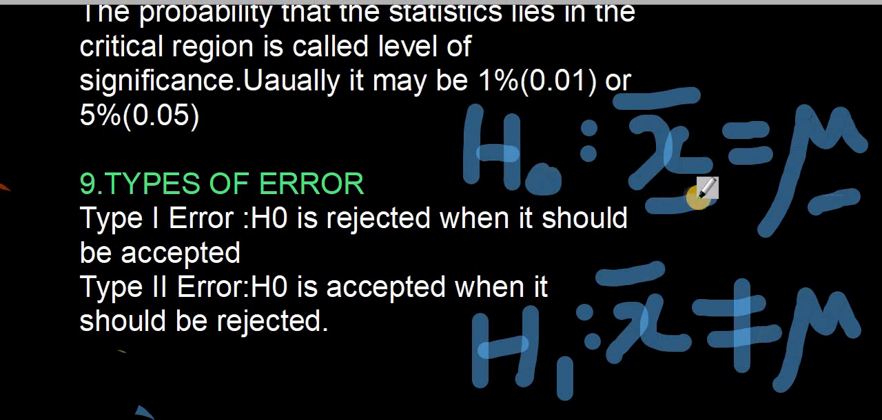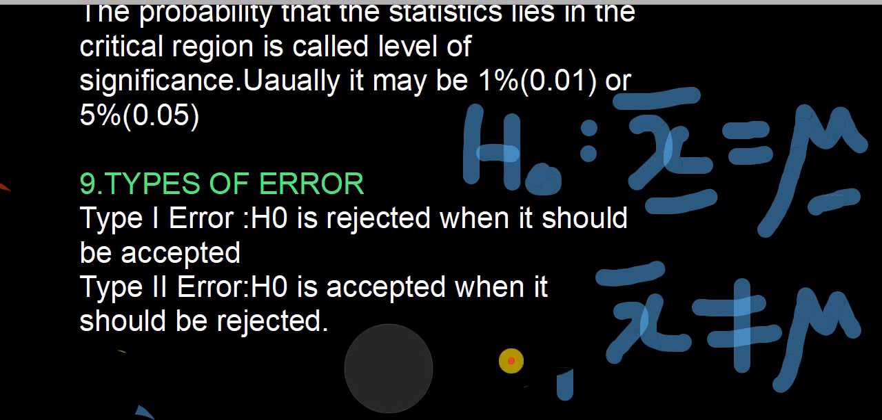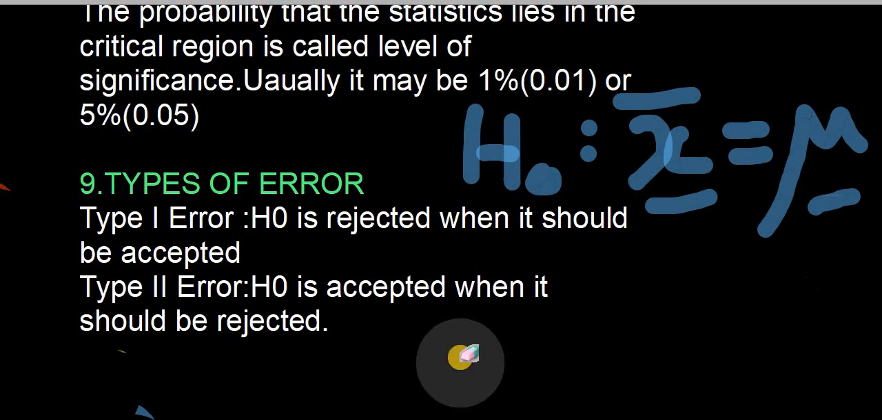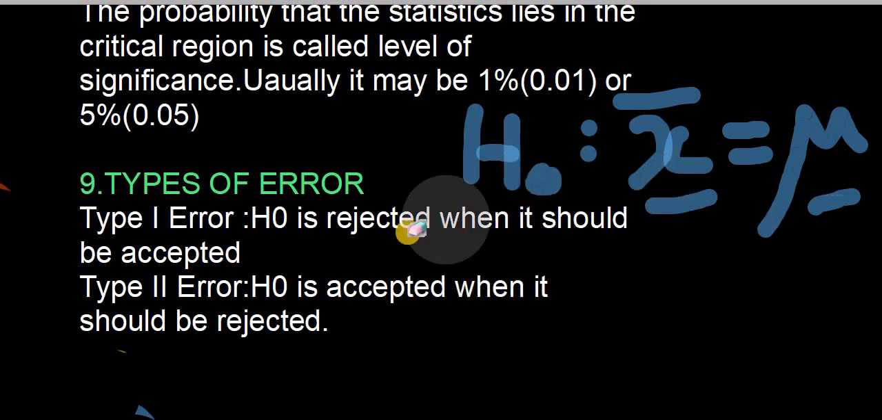Now come to this null hypothesis. For the time being you forget this. So this is the null hypothesis, am I correct? This null hypothesis H0 is rejected when it should be accepted. It should be accepted, but we are rejecting it. That error we are making is called type 1 error. So type 1 error means the null hypothesis H0 is rejected when it should be accepted.